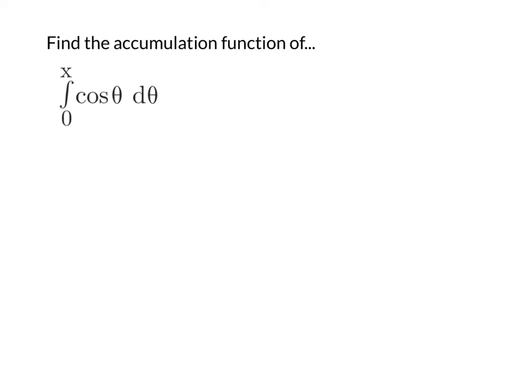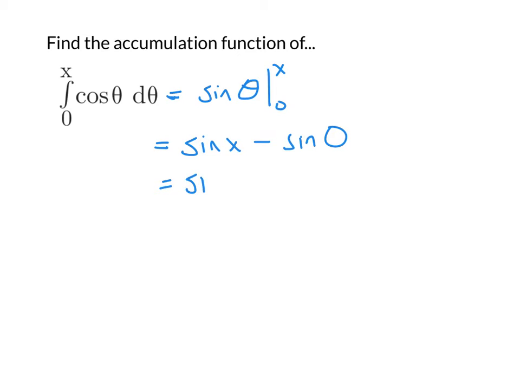If we're going to find the accumulation function for cosine, again, we just take the integral. And the integral of cosine is sine. And we'll evaluate this from 0 to x. So first we'll plug in x, and then we'll plug in 0. The sine of 0 is 0, so this thing simplifies down just to sine of x, which means our accumulation function, if we want it to be different maybe than f of x, we'll call it g of x, is sine of x.